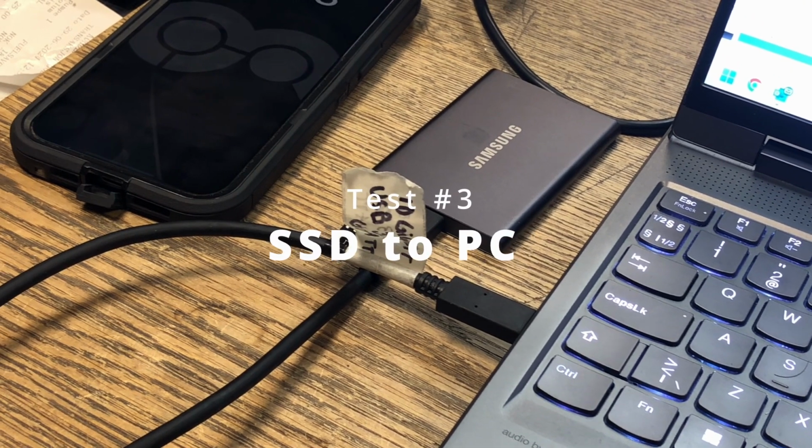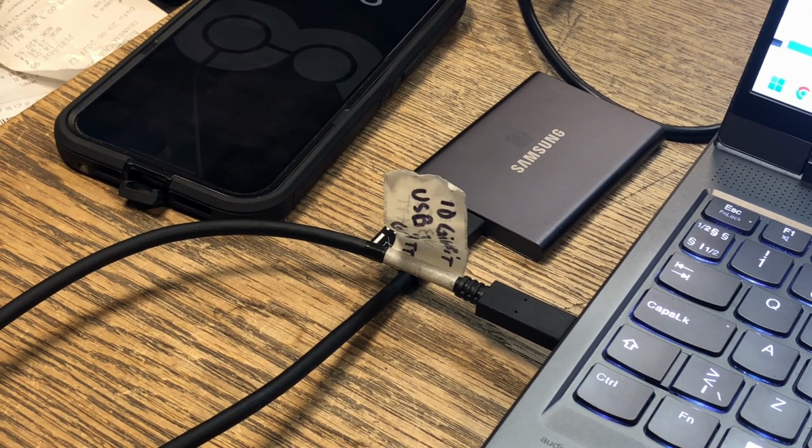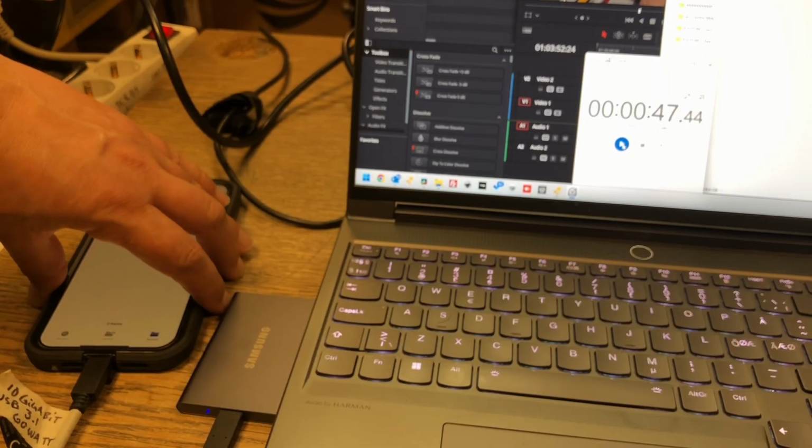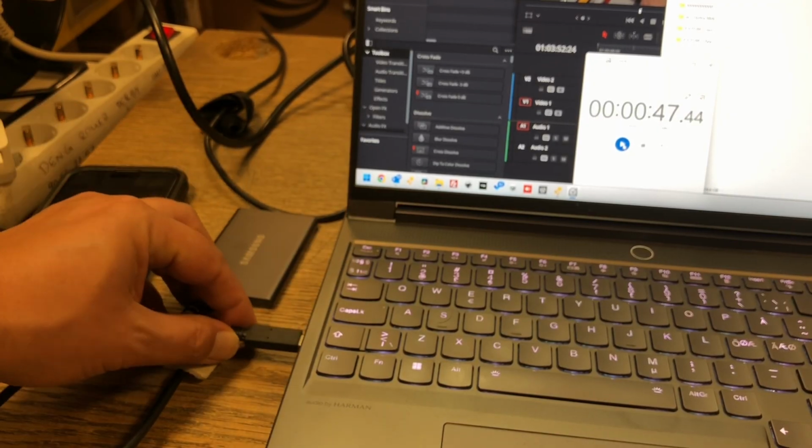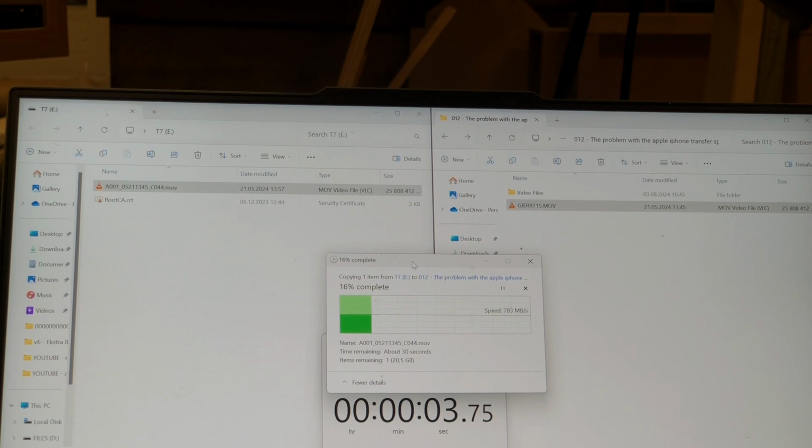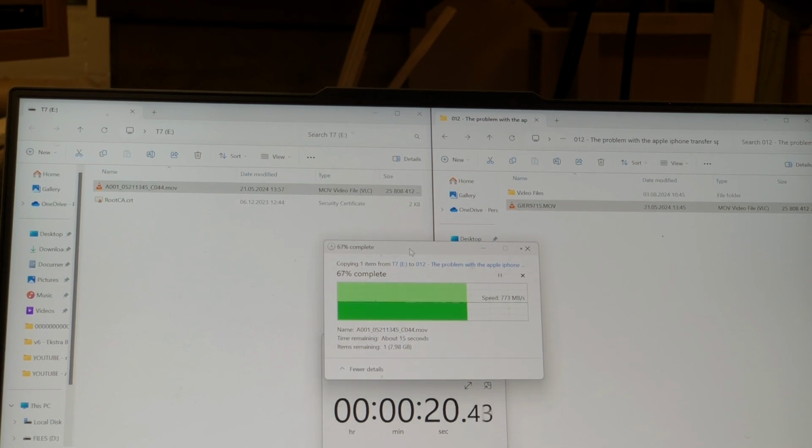What's happening? So I take the SSD drive, with the 25 gigabyte file on it, plug it into my computer using the same cable. This is the cable that came with the drive. And then I connect the drive to my computer and transfer the file. And again, 35 to 40 second transfer time.